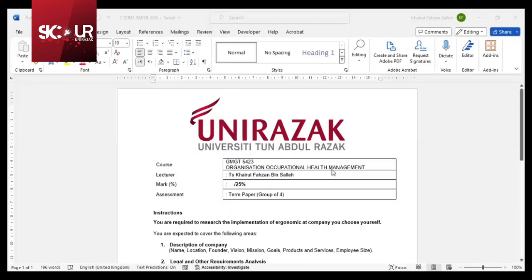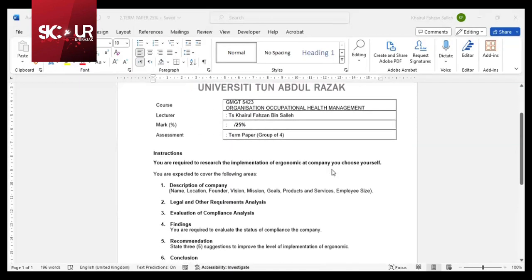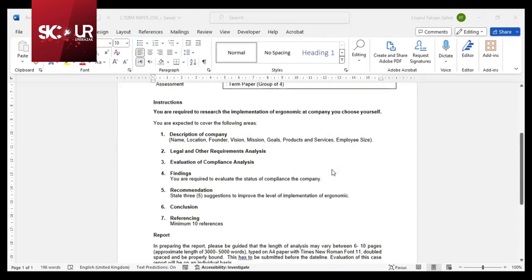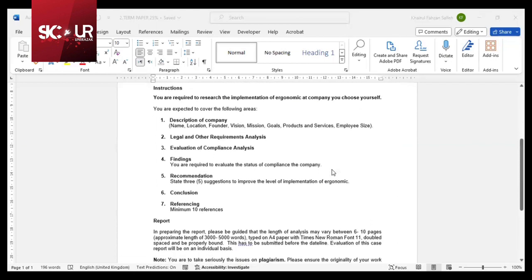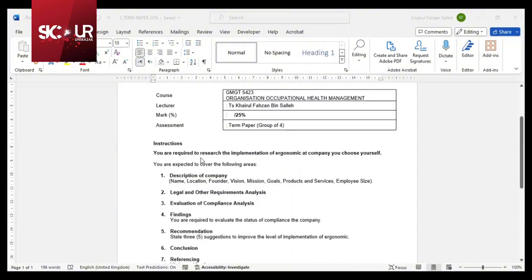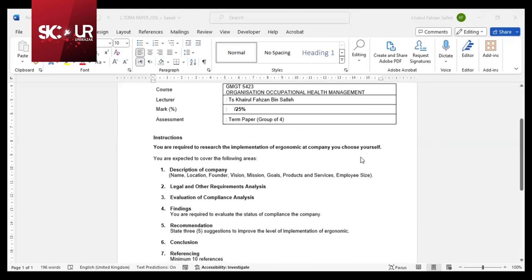Okay, seterusnya kita ada midterm. Yang ini group of 4. So maksudnya you all ada 8 orang kan? So 8 orang, ada 2 group lah. So silalah buat group. So ada 2 paper je yang akan hantar pada saya. So soalannya adalah, you are required to research the implementation of ergonomic at your company as you chosen. Tak kisahlah awak nak pilih macam mana.